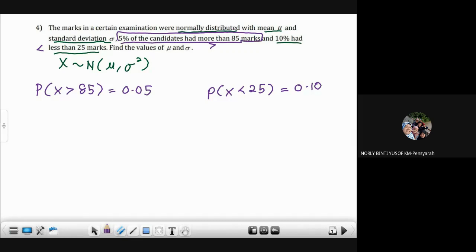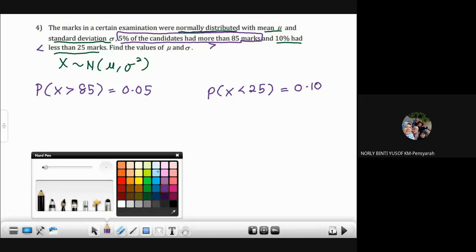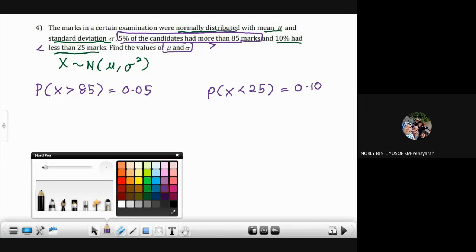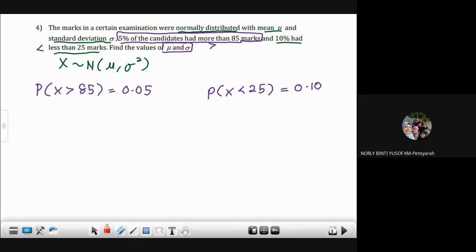Okay, sebab the question doesn't state the mean and the standard deviation. Itu yang you nak cari, dua parameter ni. Find the mean and also the standard deviation. So ini adalah contoh bila kita standardize score Z dalam bentuk mean dengan standard deviation yang kita tak tahu, tapi kita baca based on the probability value. That means 0.05 and 0.10.